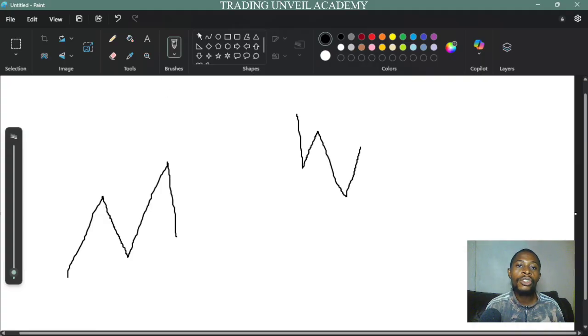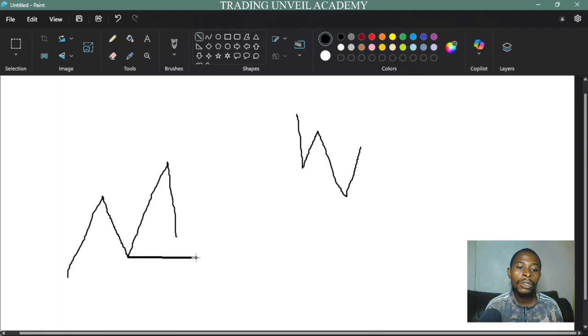So my trading range on the bullish side is this swing low and this swing high. That is my trading range on the bullish side. Then on the bearish side, this swing high and this swing low is my trading range. So after I mark my trading range, it's for me to mark out my premium, discount, and equilibrium level, which I'm going to talk about in a separate video.